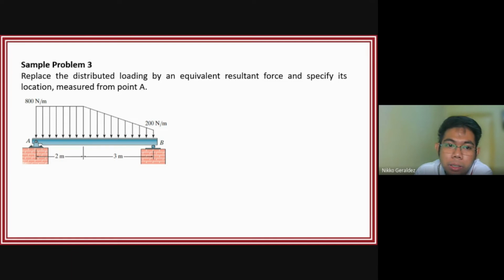First, for the length of 2 meters, you have a rectangular load. Let's call it shape 1. Then the 3 meters length is a trapezoidal, which we divide into triangular and rectangular. Shape 2 is the triangular, shape 3 is the rectangular. So we have 3 shapes, and we just get the resultant of each.